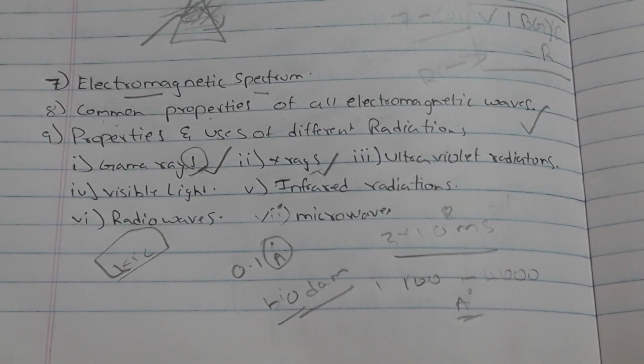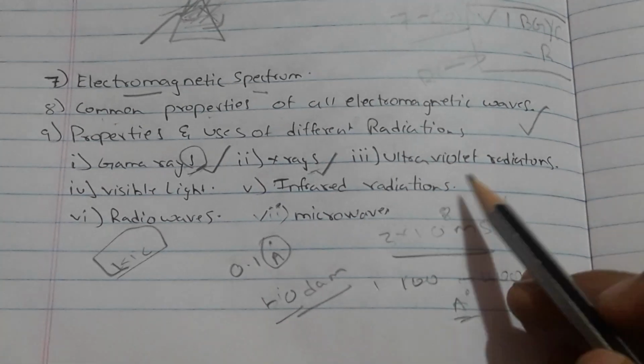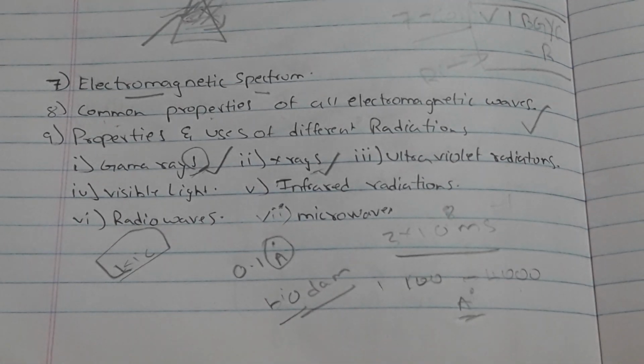Now moving to the properties of ultraviolet radiation. They are usually scattered by the dust particles present in the Earth's atmosphere, and they also obey the laws of reflection and refraction, and we have already discussed these laws in our previous chapter on refraction at plane surfaces. That is about ultraviolet radiation properties.